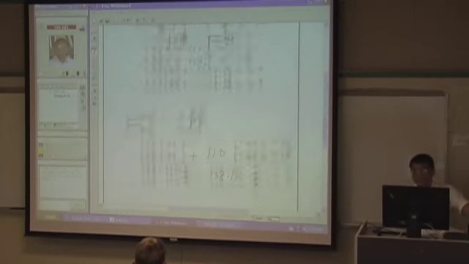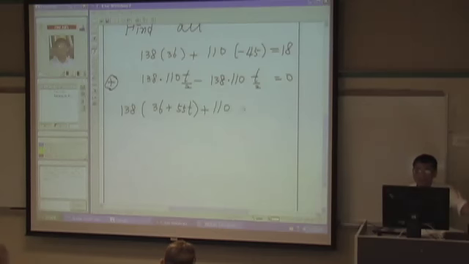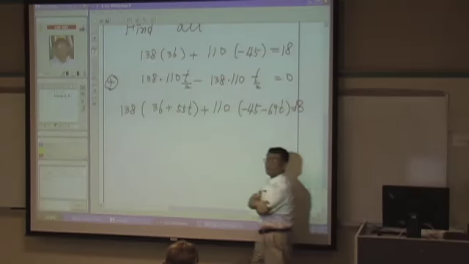Then let's add two equalities. Then what happens? If we add two things, then 138 is the common factor, and then 36 plus this thing, 110 t over 2 is 55t, right? And then this 110 is the common factor, and then negative 45, and then 110 subtracted, divided by 2, 69t. Or 18, right? 18. So I found all solutions, right? I found all solutions.